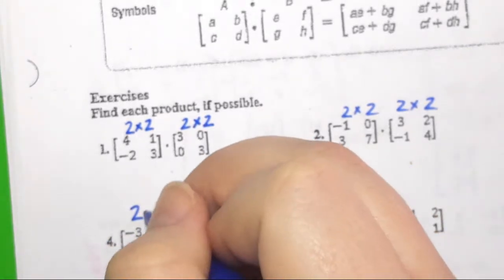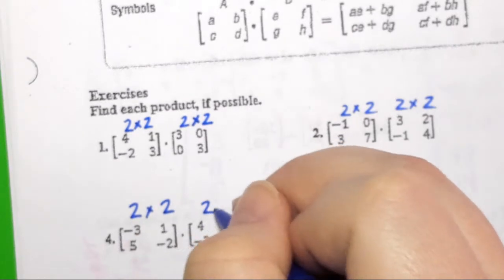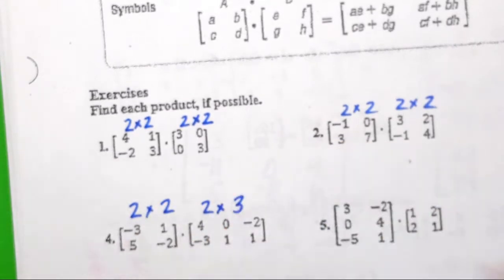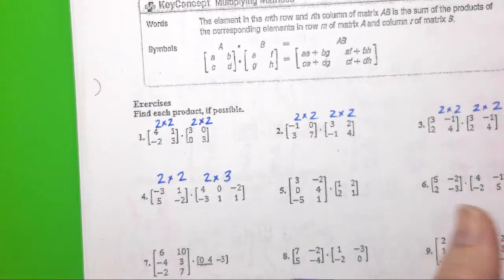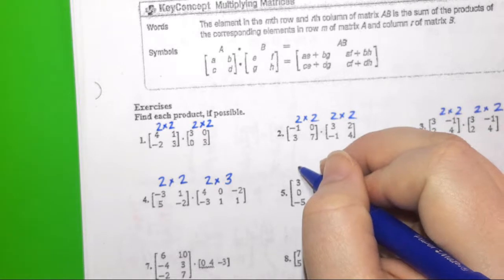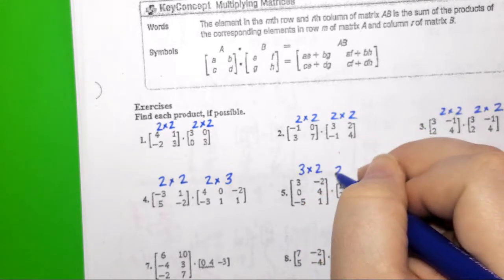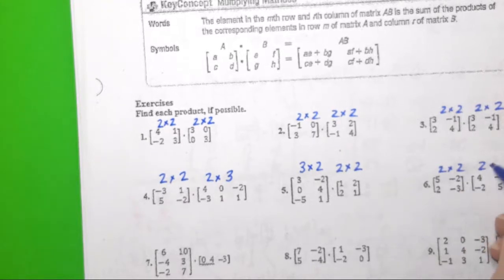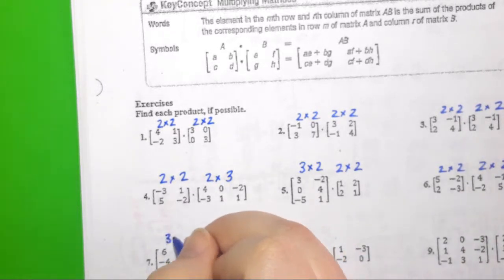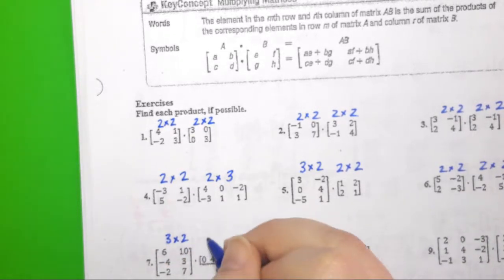Hunter, get a point. If it's the same number, like 2 by 2, 3 by 3, it's called a square matrix. 3 rows, 2 columns. 2 rows, 2 columns. 2 by 2, 2 by 2, 3 by 2.